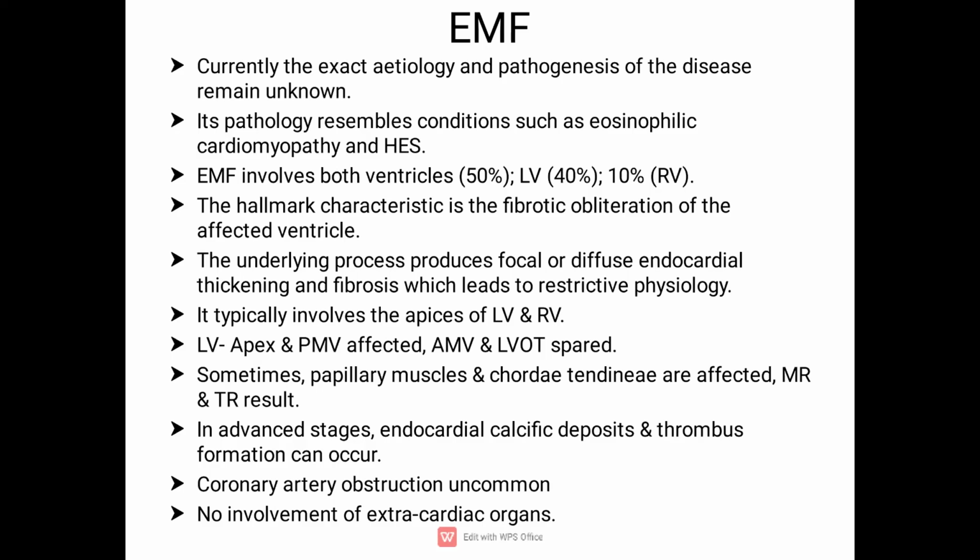It typically involves the apex of both the left ventricle and right ventricle. For the left ventricle, the apex and the posterior mitral valve are usually affected, whereas the anterior mitral valve and left ventricular outflow tract are spared. Sometimes when the papillary muscles are affected, you could have mitral regurgitation and tricuspid regurgitation ensuing. In advanced stages, endocardial calcific deposits and thrombus formation can occur. Coronary artery obstruction is uncommon. And there is no involvement of extracardiac organs, in contrast to that seen in cardiac sarcoidosis and amyloidosis.